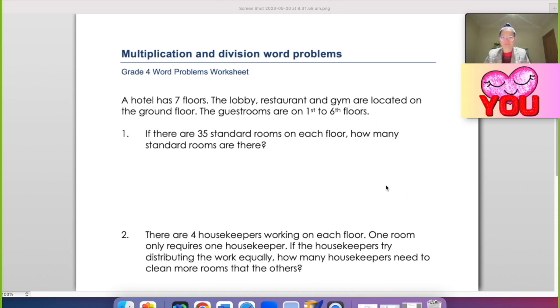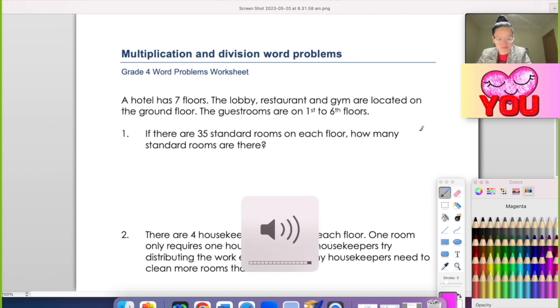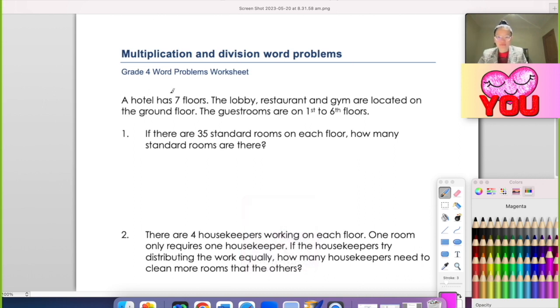Number 1. The hotel had 7 floors. The lobby, restaurant, and gym are located on the ground floor. The guest rooms are on the first to 6th floor. If there are 35 standard rooms on each floor, how many standard rooms are there? Is it easy or not? The hotel has 7 floors. The guest rooms are on the first floor to the 6th floor. There are 35 standard rooms on each floor. It's easy.